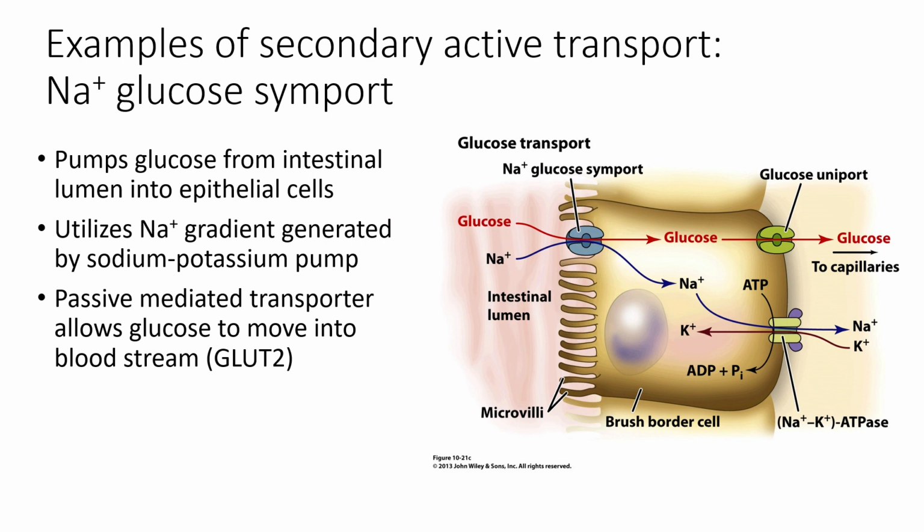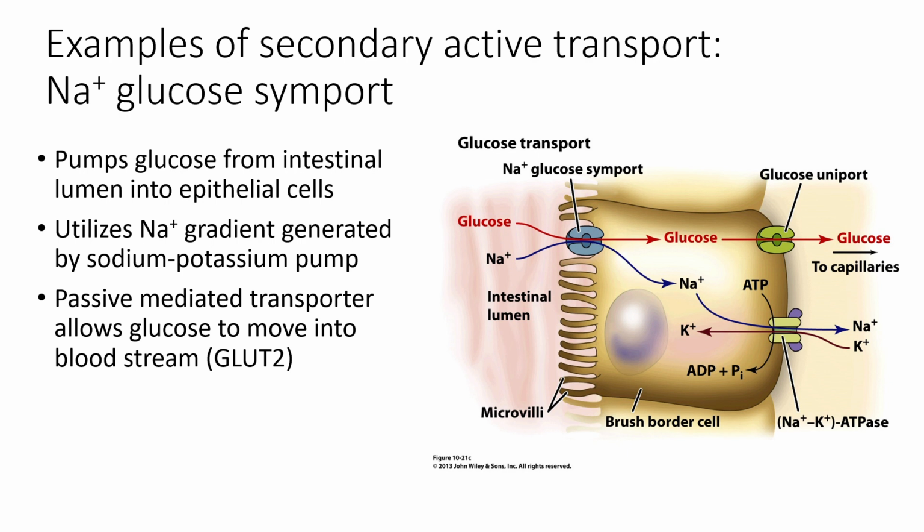So those were two examples of primary active transport, right? We had our sodium-potassium pump and then our ABC transporter, and our specific example of that was the P-glycoprotein. Now we're going to change gears a little bit and look at a couple of examples of secondary active transport. And just as a reminder, secondary active transport is indirectly using this ATP hydrolysis.